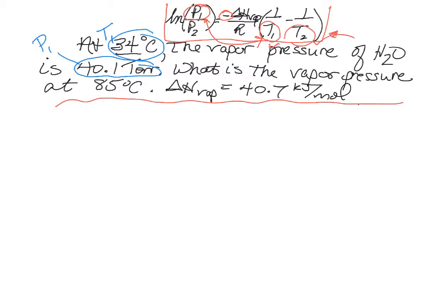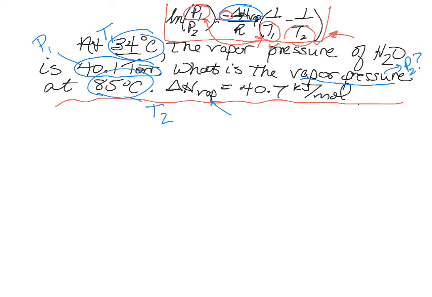So let's keep on reading. They're asking for the vapor pressure at a different temperature. So we are trying to solve for P2. And then T2 is this. Now you see in the equation there's an enthalpy of vaporization, which will always have to be given to you.